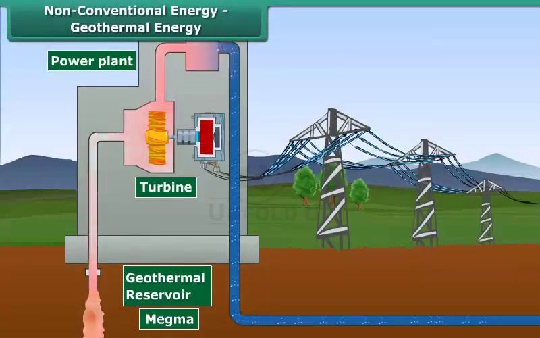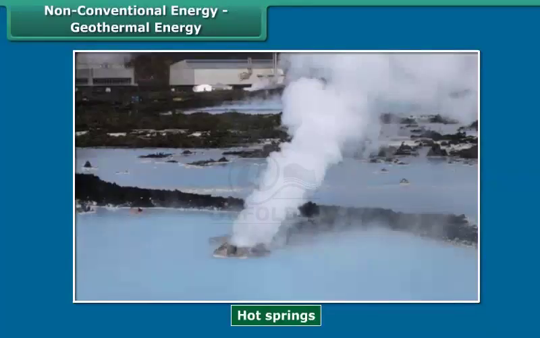Non-conventional energy. Geothermal energy. You will be surprised to know that Earth's heat is also a type of energy called geothermal energy. The temperature in the interior of the Earth rises steadily as we go deeper, and this heat energy can be used to generate power. Geothermal energy in the form of hot springs is also used for cooking.